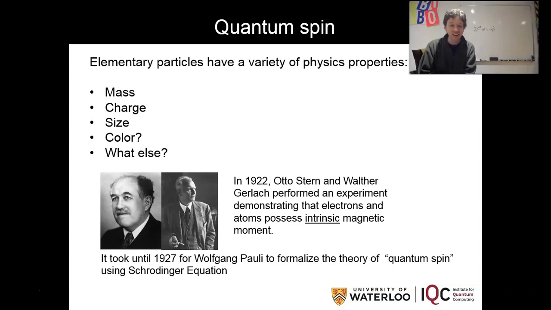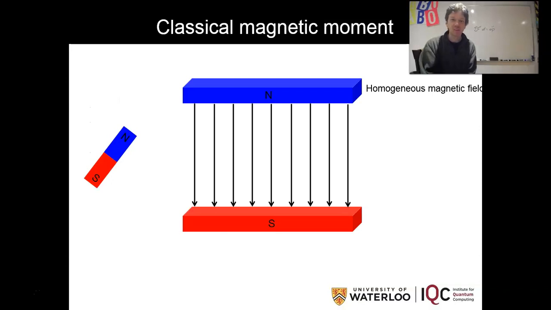It took until 1927 for Wolfgang Pauli to formalize this theory of quantum spin, using the Schrödinger equation, which I briefly showed you in the previous class. You've probably heard in chemistry class of the Pauli exclusion principle. We're not going to really talk about that. We're just going to explain what spin is, and to do that, we're going to look at the Stern-Gerlach experiment. So, what's the Stern-Gerlach experiment?